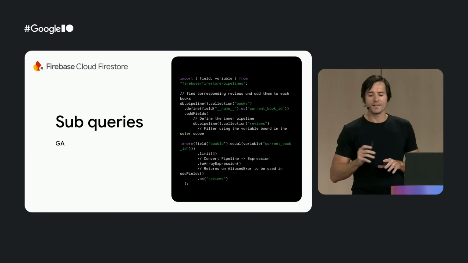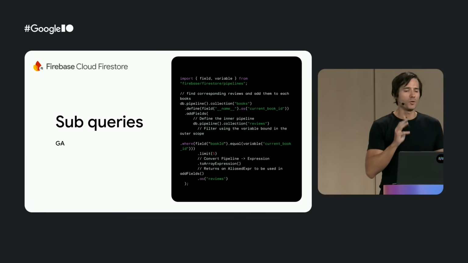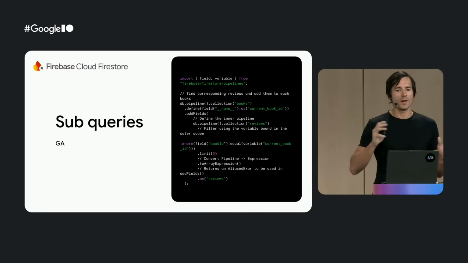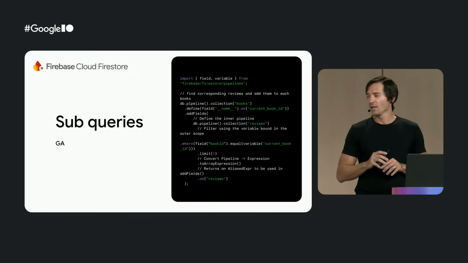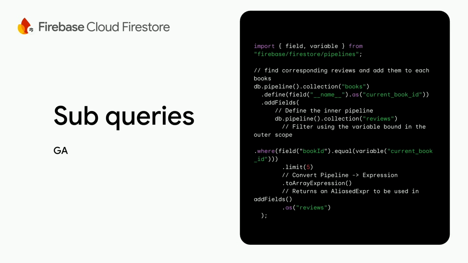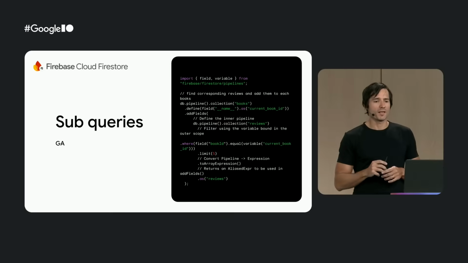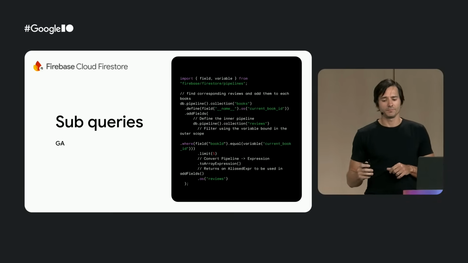The second one is subqueries. Subqueries give you the ability to combine multiple documents and filters within one query, unlocking complex querying scenarios, like, for example, in this case, grabbing all the reviews from a collection for a particular book and inserting that data into the book's collection. Subqueries can be used for both querying data and modifying and inserting data.